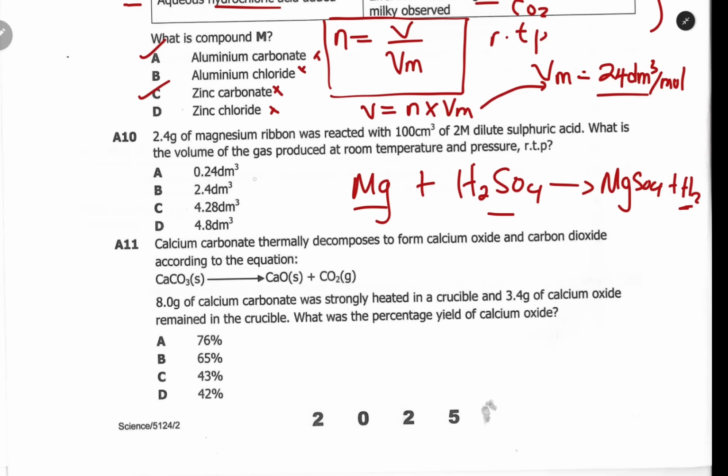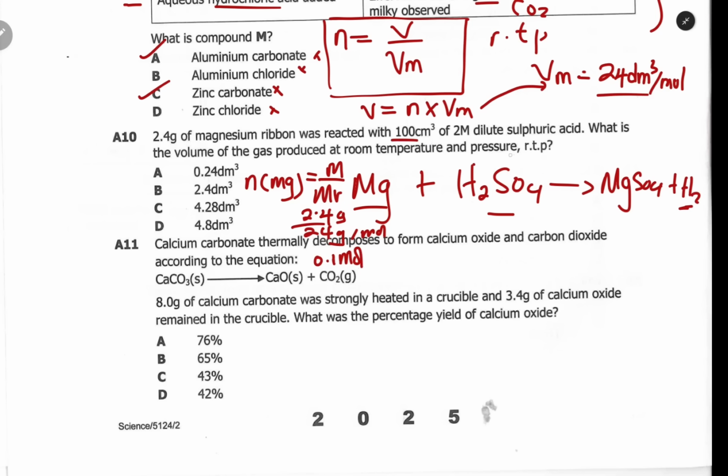With the information given, the number of moles of magnesium is equal to mass over molar mass, since we are given the mass. Magnesium molar mass is 24. So 2.4 divided by 24 gives you 0.1. So these are moles of what? Moles of magnesium. Then what about sulfuric acid?